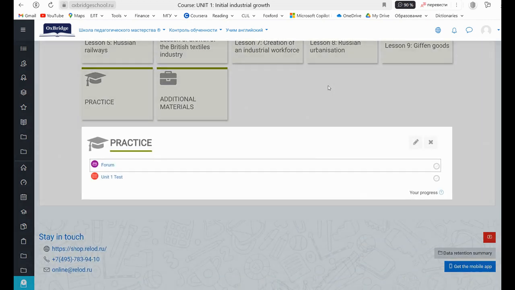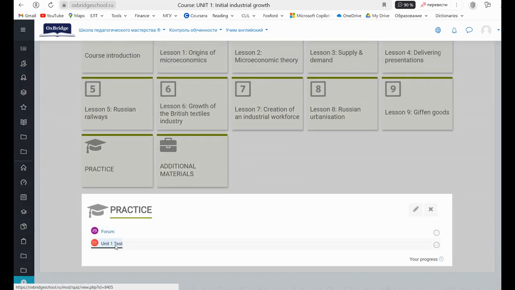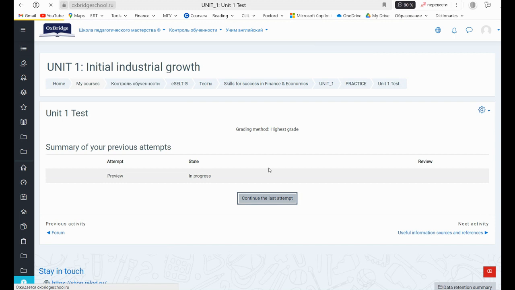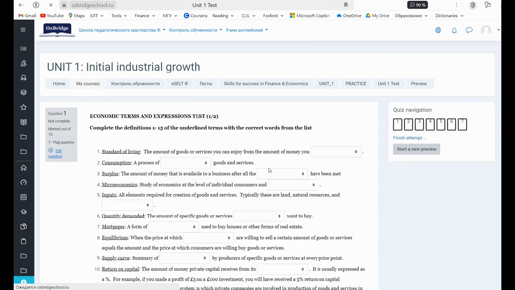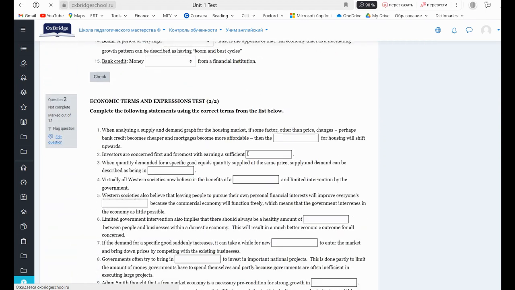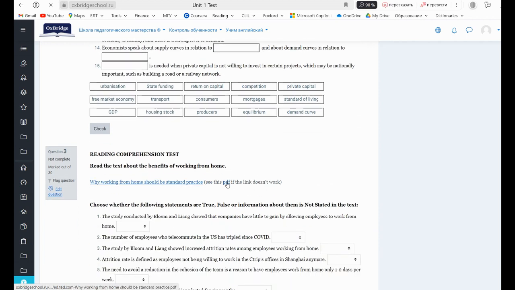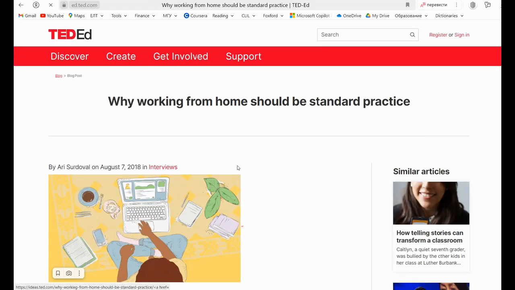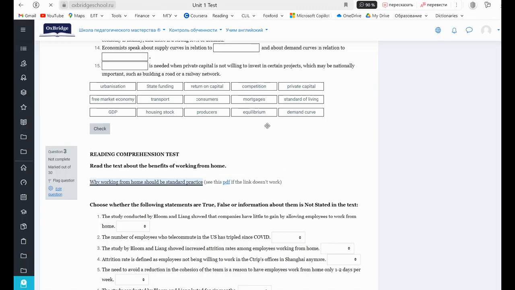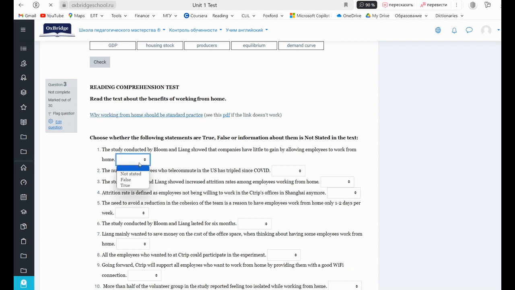The other thing that I wanted to show you is the test. The test is done as an actual quiz this time. It tests students' knowledge of economic terms and expressions. Then we've got a reading comprehension test, which is based once again on authentic materials. You're asked to go onto a particular website. This is a TED-Ed article, and they're asked to answer true, false, or not stated questions.